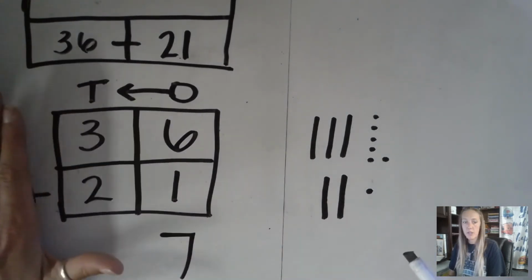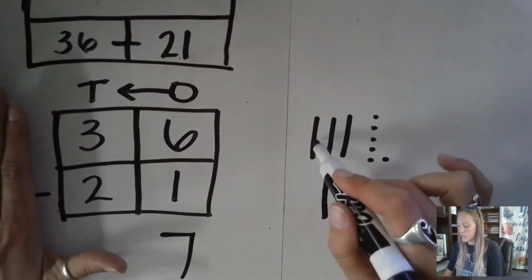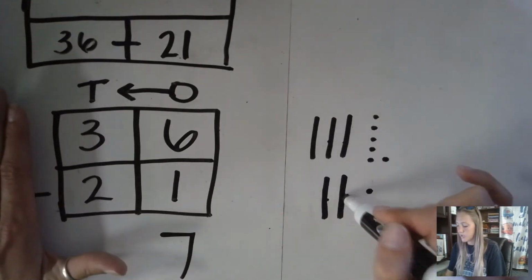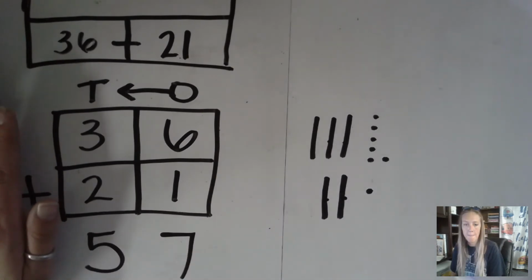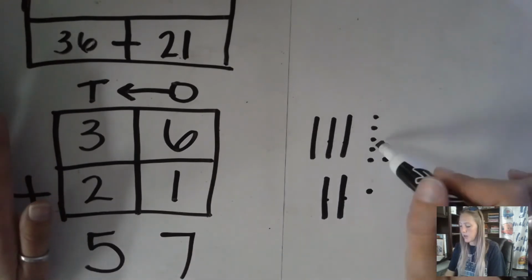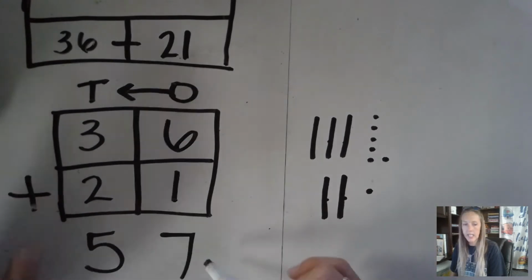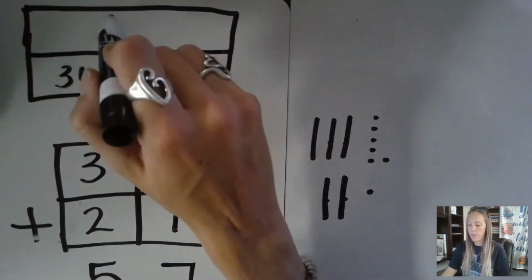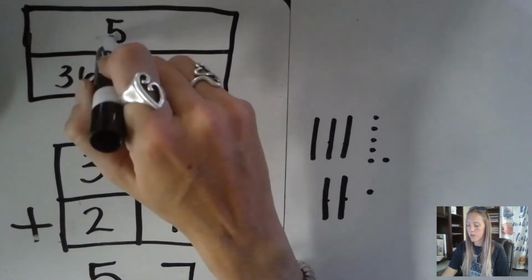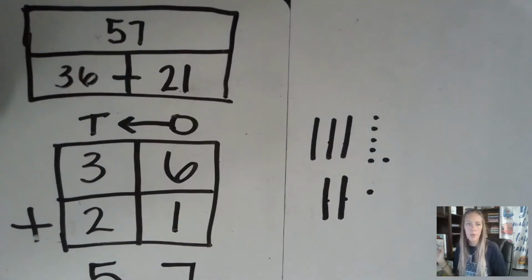Now we can move on to the tens place. We have 3 tens plus 2 tens is 5 tens. So 36 plus 21 equals 57. So on our part whole, we would add it in like that.